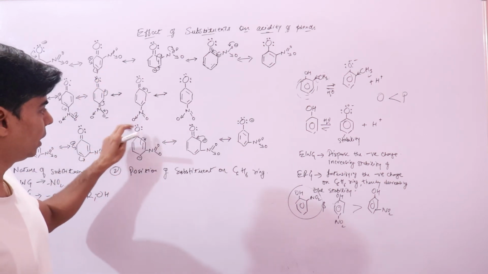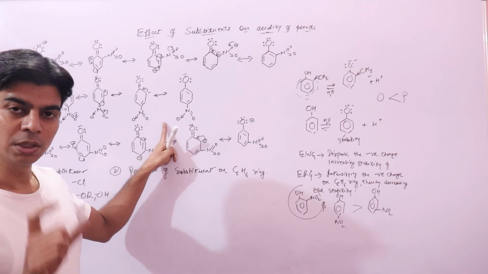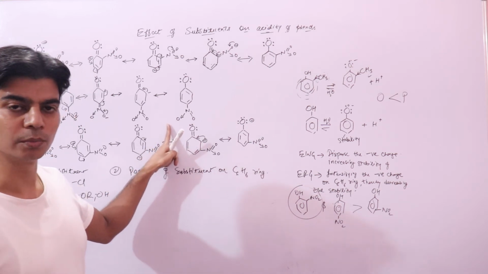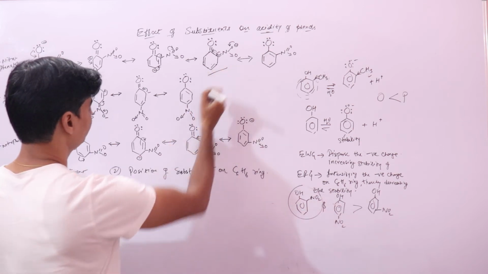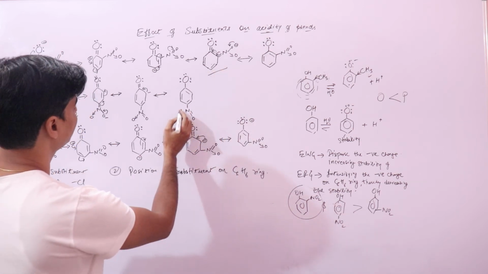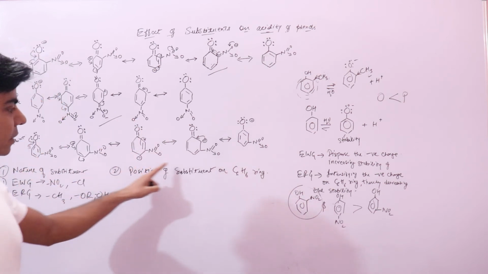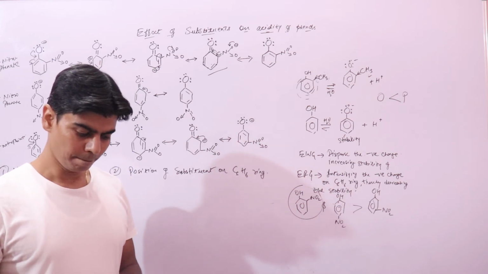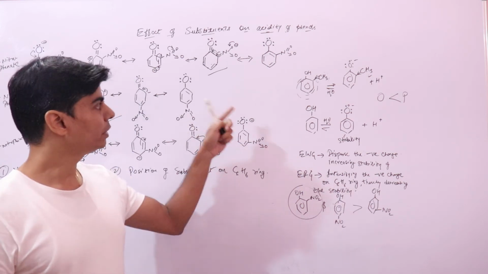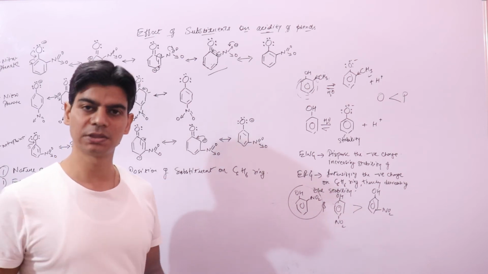In the ortho and para resonance forms, you have a negative charge on the nitro group in one of the resonant forms, whereas there is no negative charge on the nitro group in the case of the meta isomer. So the nitro group at the ortho and para positions is able to disperse the negative charge onto itself.